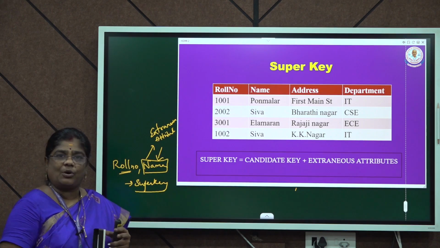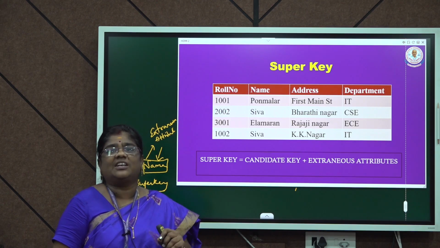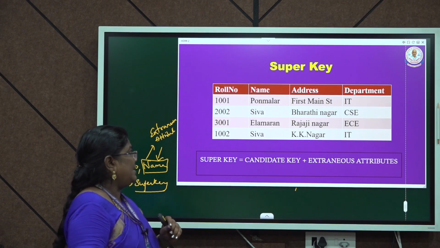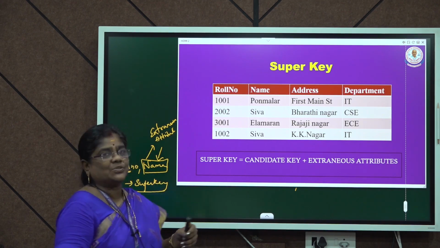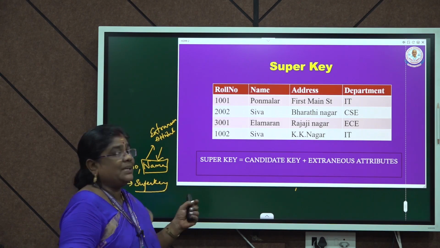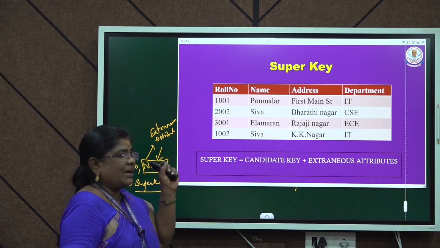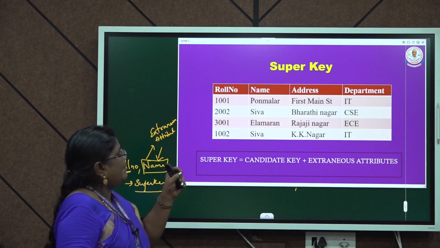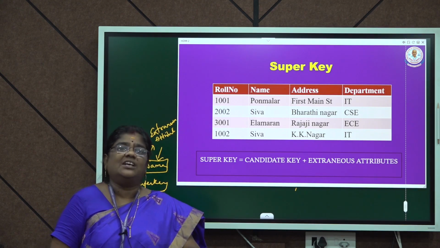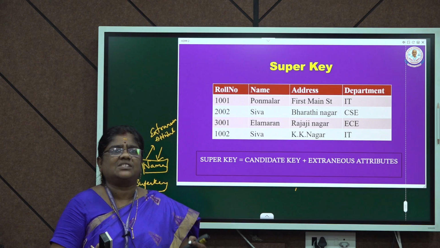Now you may have a doubt whether we can have only one super key or not. It is not the case. For example, roll number name is a super key, roll number address is a super key, roll number department is also a super key. The same way, the roll number name address combination, and the roll number name address department combination, is also a super key. The entire attribute set we can say is a super key.